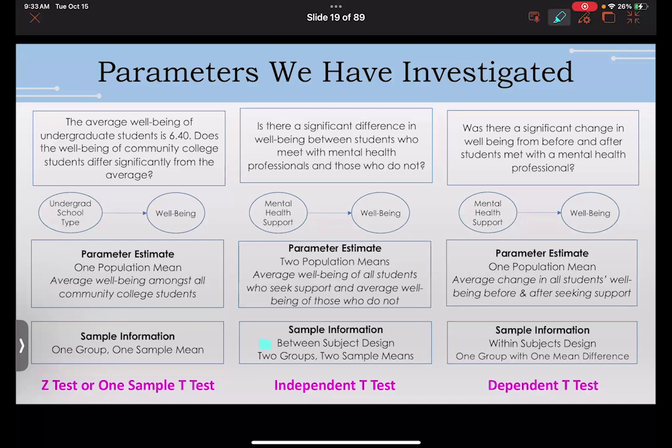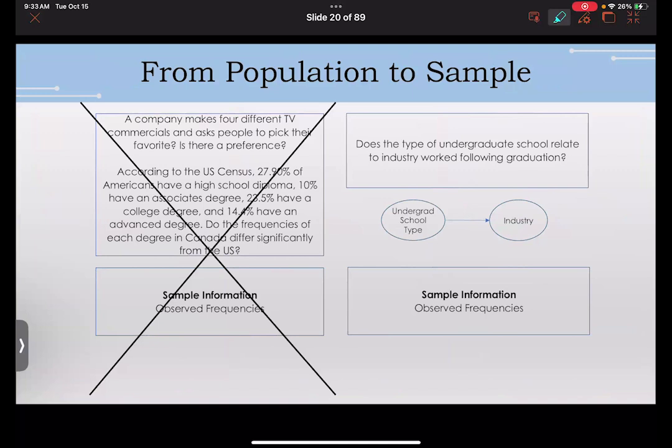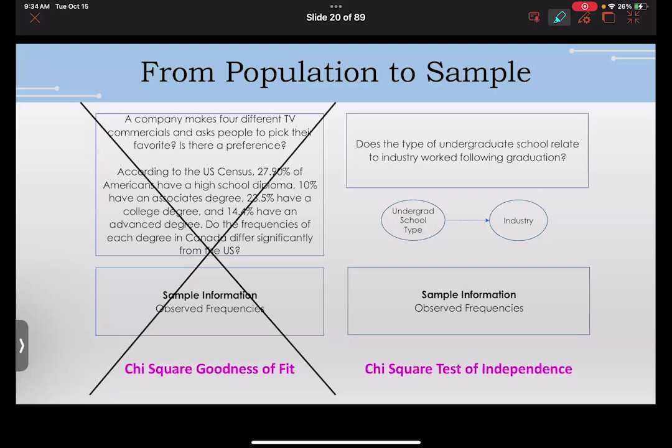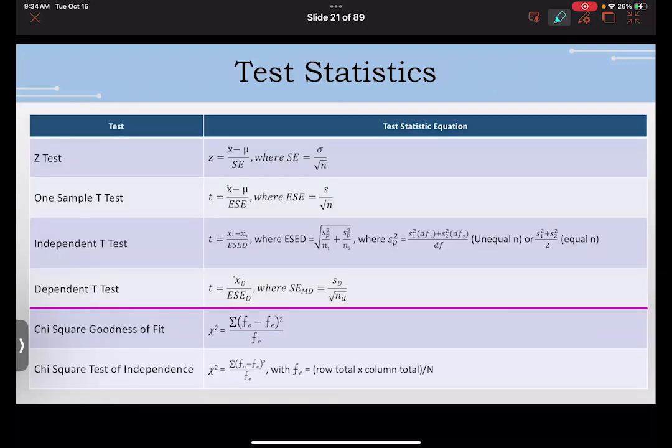If our research question is asking about change and we have average change, we're going to be running a dependent t-test. I told you already that there's no chi-square goodness of fit. If we want to know whether two purely categorical variables are related, your only option when both your variables are categorical ever is chi-square, right? Ever. Now, let's dive into test statistics.